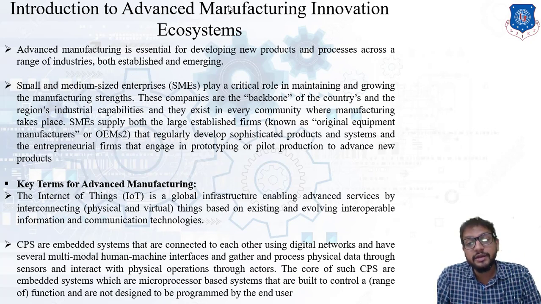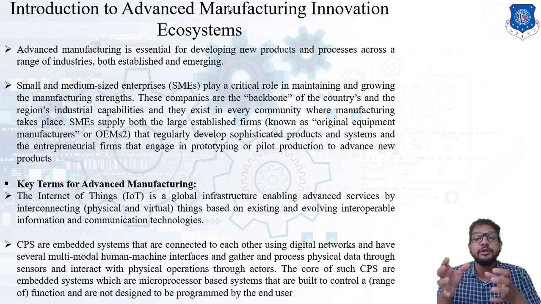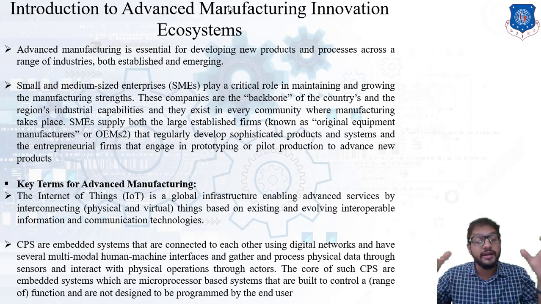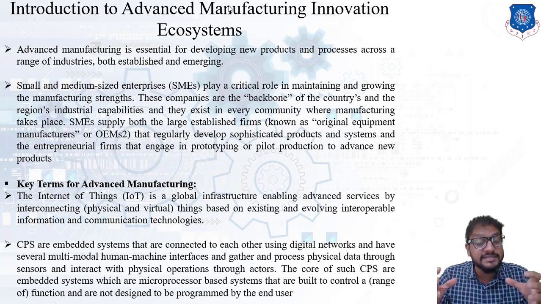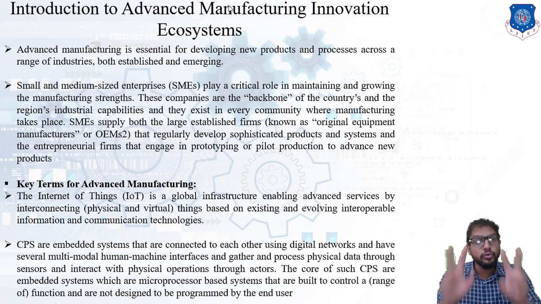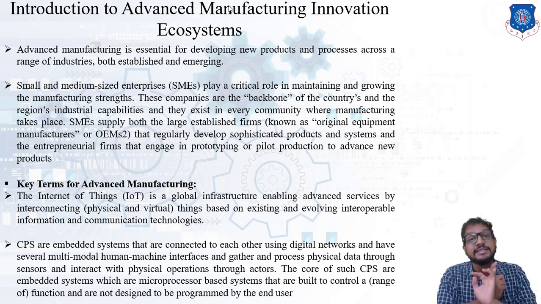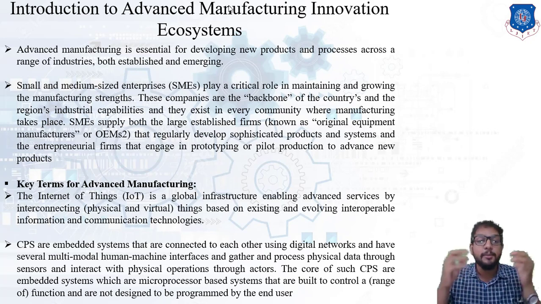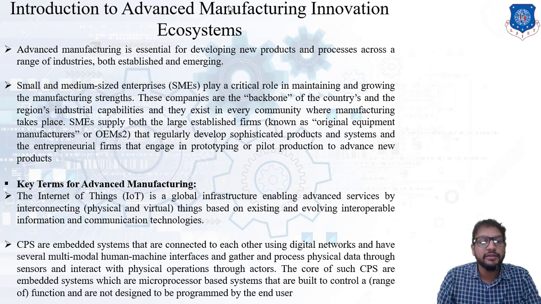Now these provide a connection to each other through a digital network, which means for connecting all these systems or embedded systems, we require the internet, that is IoT. So two things, two requirements, two key terms. The first is IoT and the second is the cyber physical system. That is, an embedded system is required for advanced manufacturing. So I hope that you are clear with these two key terms.